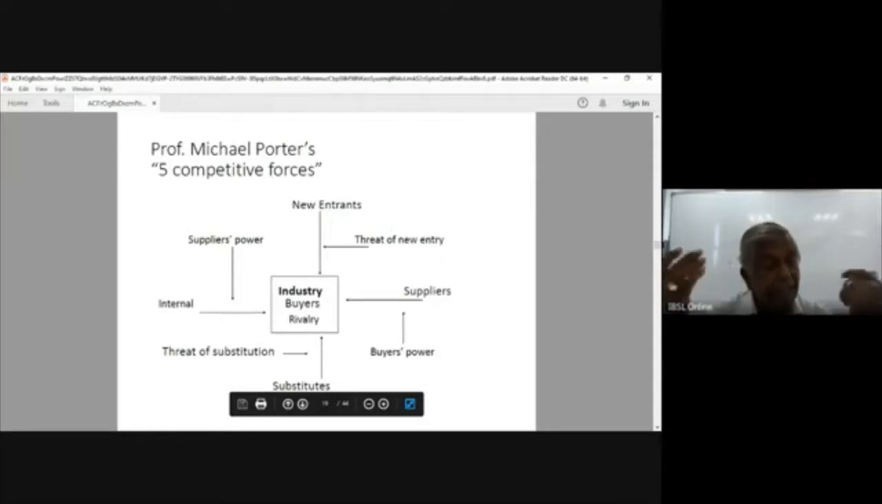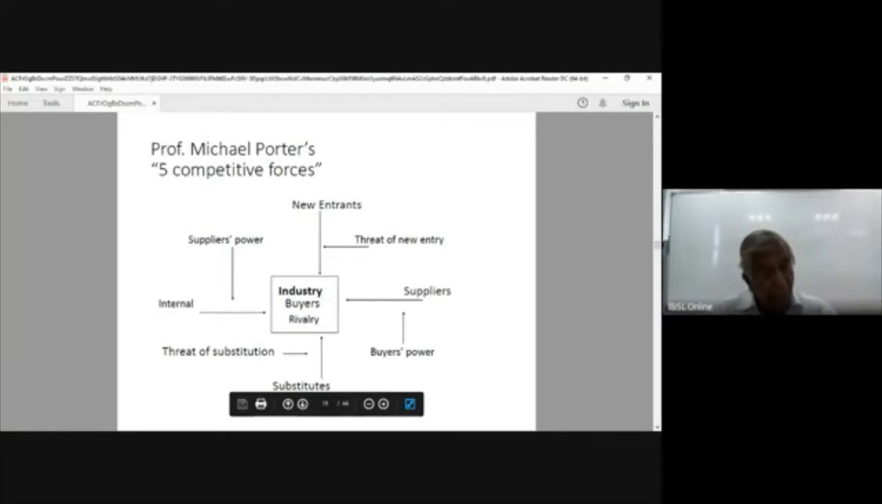Then suppliers' power is another force. Who are they? The suppliers of raw materials and other inputs to the industry. If the suppliers are more, they can buy from anyone. If the suppliers are few, then they will have to fight to buy from those few people. So suppliers can demand, creating a force that may increase the competition. On the other hand, it is buyers' power.